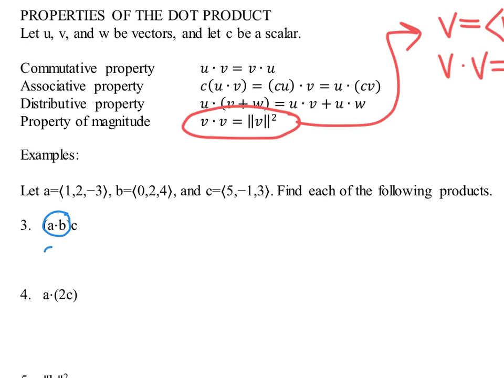So 0 plus 4 plus negative 12, so minus 12. It's going to be negative 8. All right, so that's going to be negative 8C.